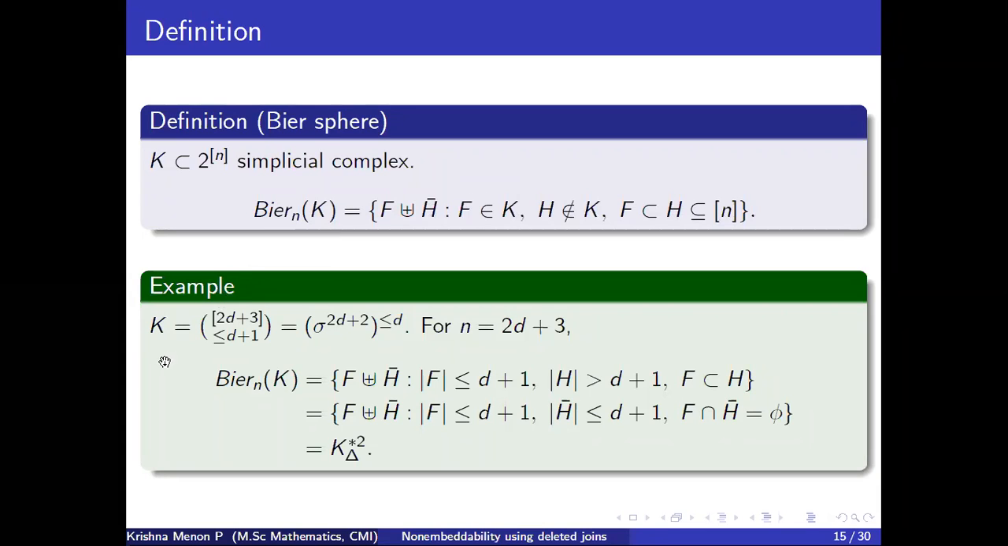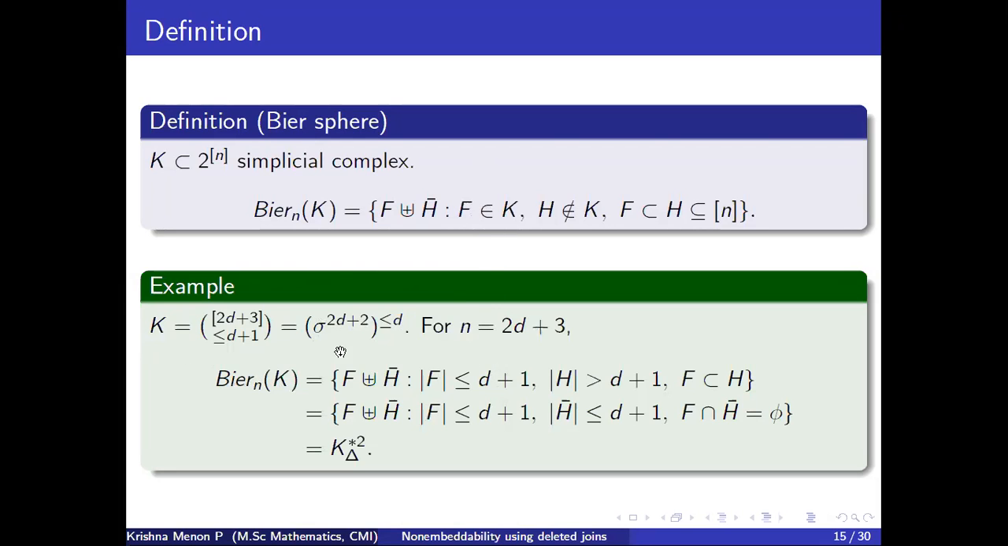Let's look at an example to see what this is. So here we're taking K to be the set of all subsets of the numbers from 1 to 2d plus 3, which have less than or equal to d plus 1 elements. Okay. And that is actually the d skeleton of sigma 2d plus 2. Right. So this is what we care about in the Van Kampen-Flores theorem. Right. This was the simplicial complex that was there. Now taking n equals 2d plus 3 in this definition, you can define the Beer n sphere for this K just by plugging in the definition.